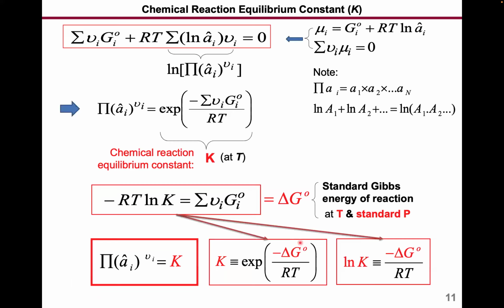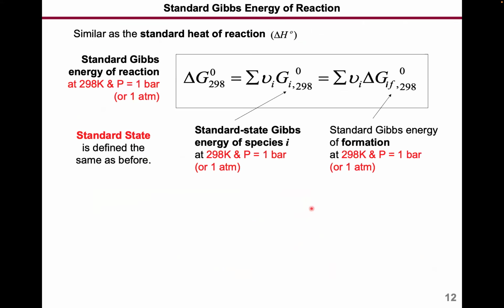All right, so now let's talk about this ΔG^0. The superscript 0 means standard, right? So we are talking about the standard Gibbs energy of reaction. And if we specify the temperature as 298 K, then you have ΔG^0 at 298. Again, standard state means the pressure is standard, which is 1 bar or 1 atm, okay?